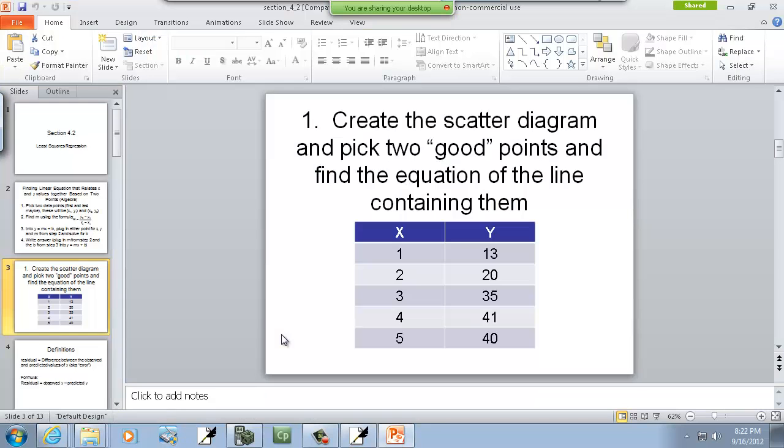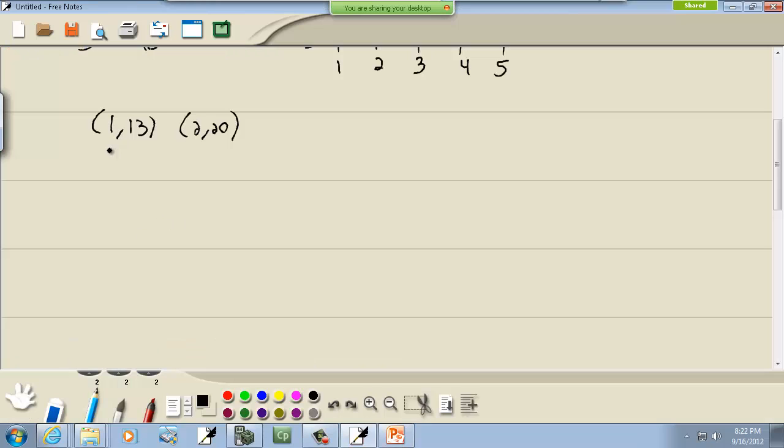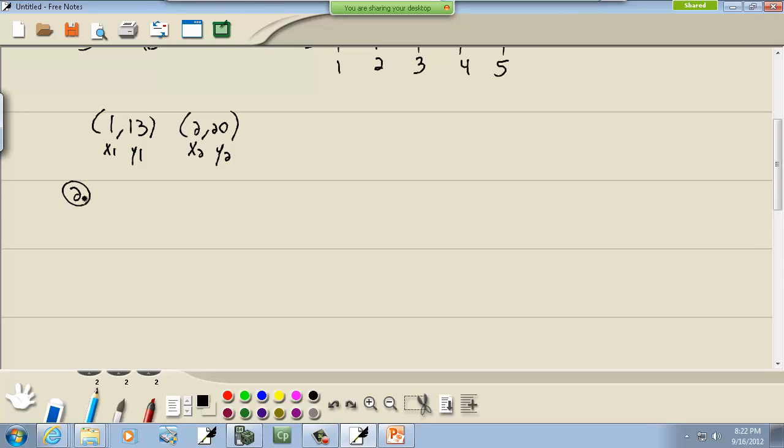Okay, well these are the steps we just looked at here. Pick two data points, first and last maybe. The last would have been a bad one in this case because it looks like an outlier. It says find m using this formula. Well, this is my first point, so this would be x1, y1, and this would be x2, y2. This is step 2. Find m using this formula. We got y2 minus y1 over x2 minus x1.